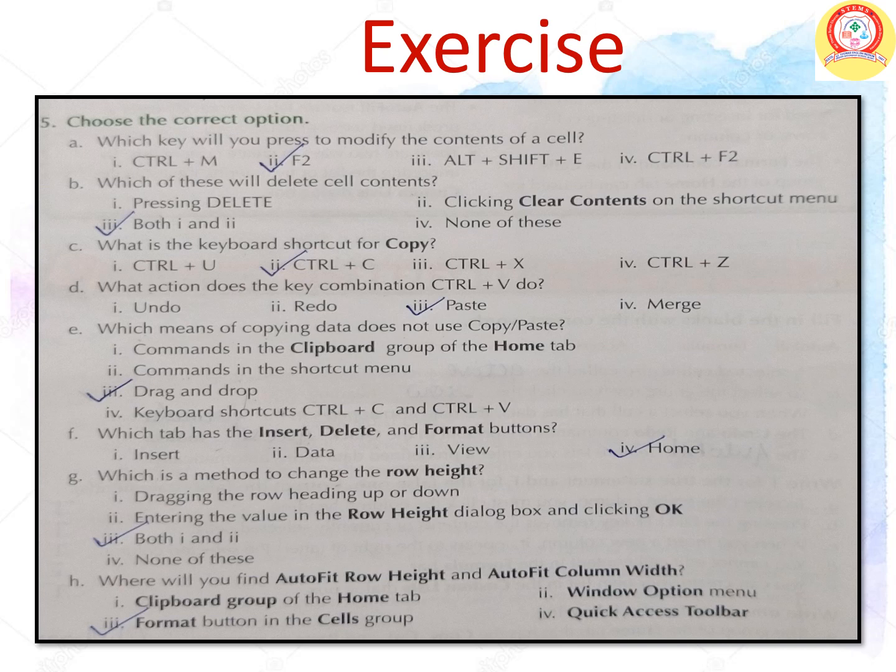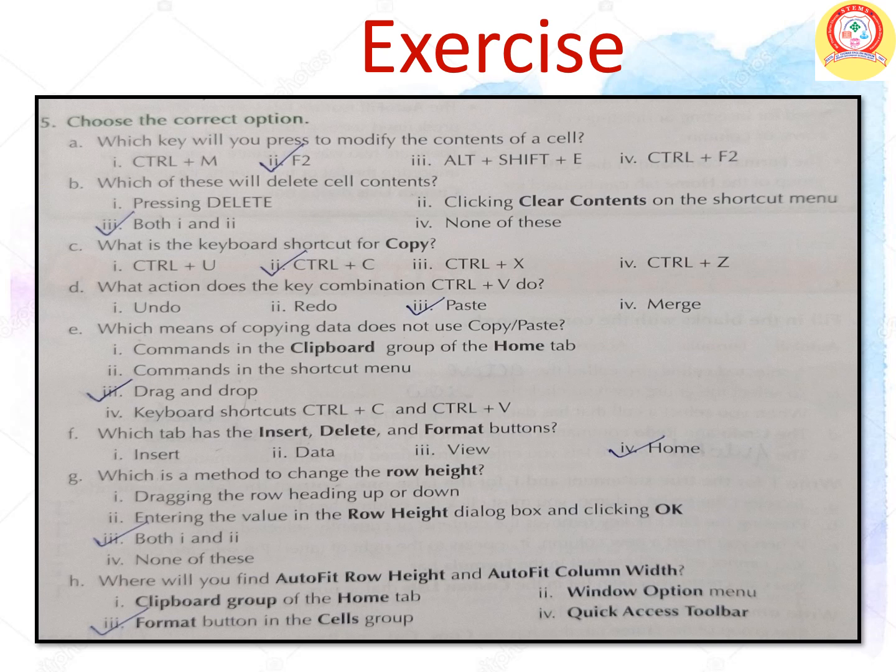Okay children. Now D1, which action does the key combination Control plus V do? 1 undo, 2 redo, 3 paste, 4 merge. So it's children third one paste. Okay, that is paste, third one. So just click on the third one, paste, the key combination Control plus V does.